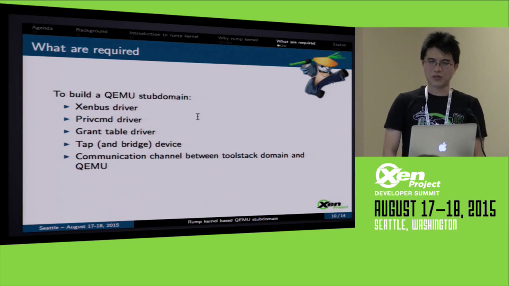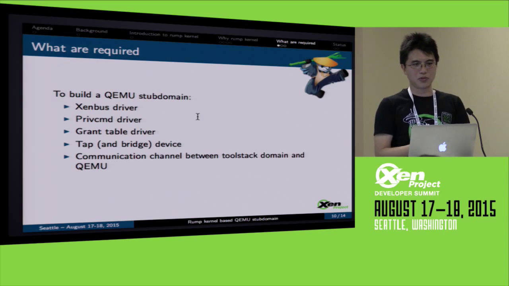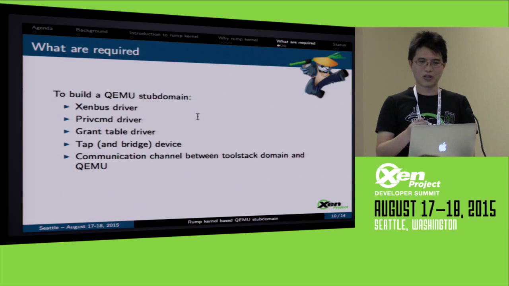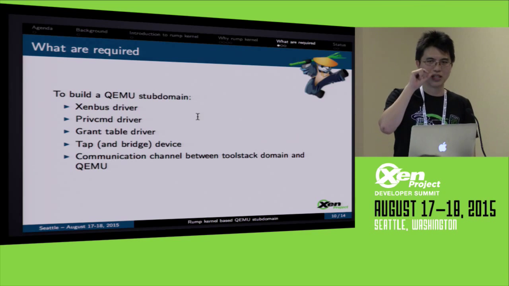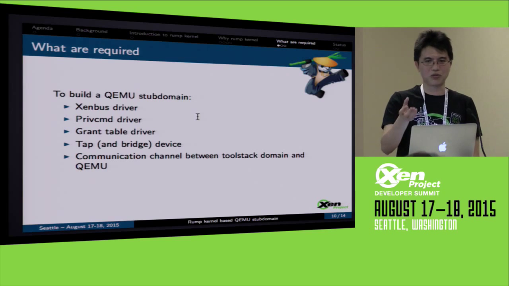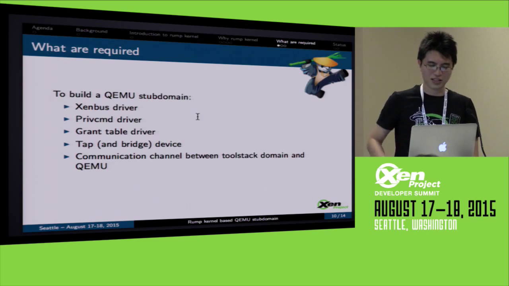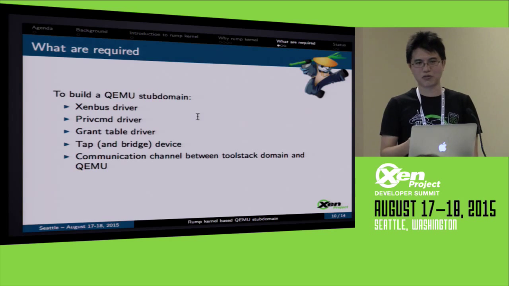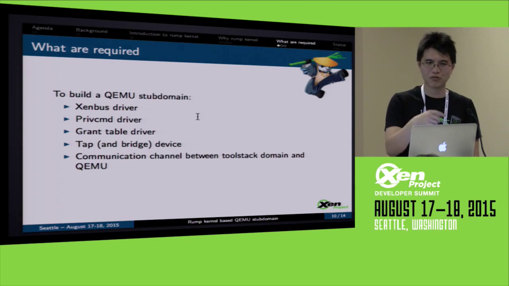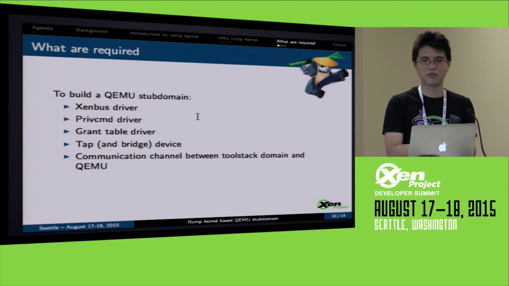So what is actually required to build a QEMU upstream Stubdom? Or even, if we can go further, what is required to build a service domain for Xen? Not just QEMU, we can build any other service you would like into a domain. Basically, we need the Xenbus driver, which communicates with XenStore, so that you can read from and write to XenStore and exchange information with Dom0 and other domains.